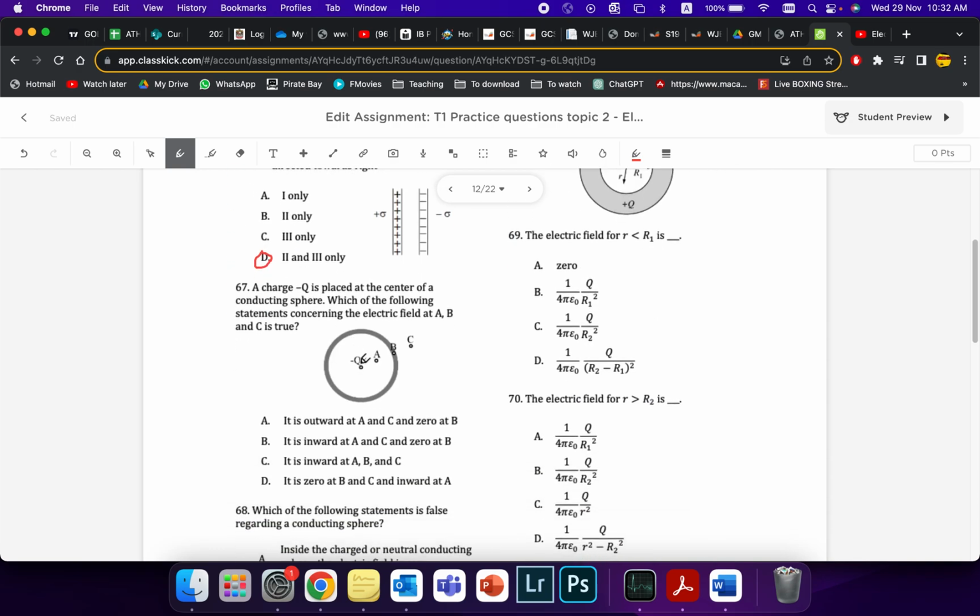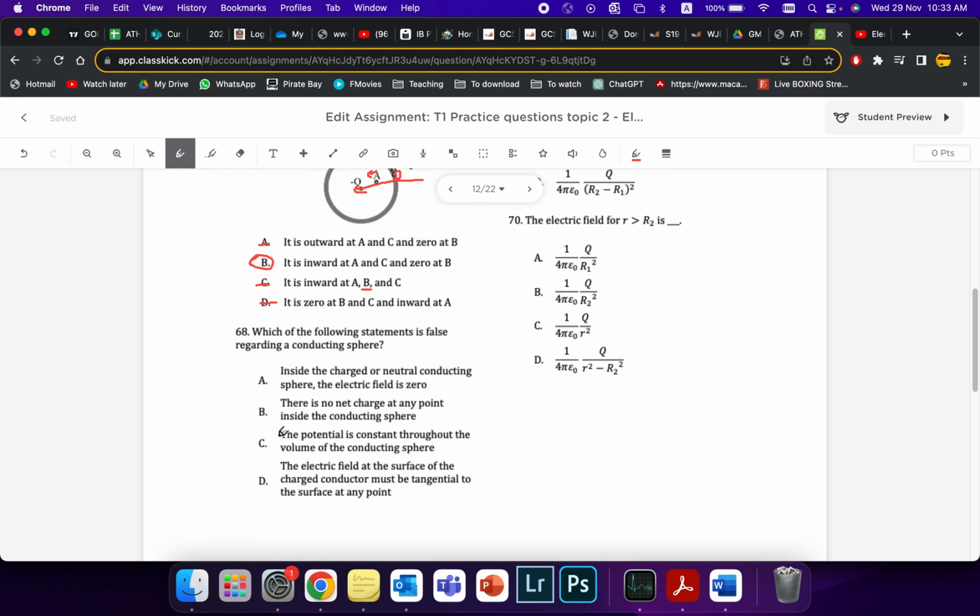A charge is placed here in the center. What's happening about the field? So this is a negative charge, so the field line actually comes inwards. It's coming towards it. A inwards, C inwards, B is inside the shell. That means it's 0, it's cancelled. So it is inwards at A and C and 0 at B. This is good. This says 0 at B and C, so that's wrong. Inwards at A, B and C, wrong, because B, no. And outwards, wrong. Directly, the answer must be B.